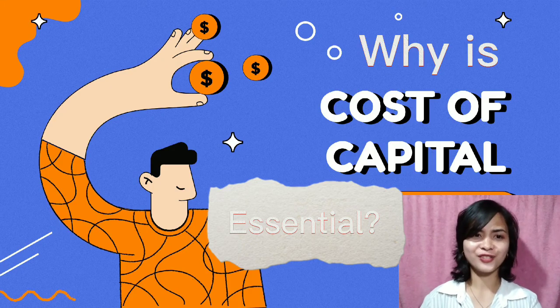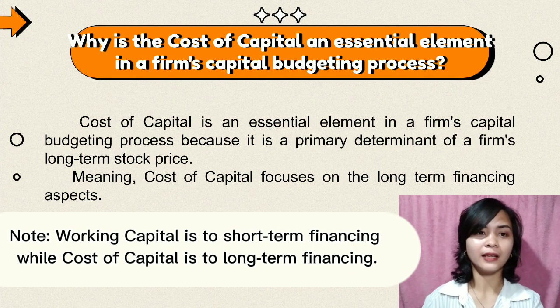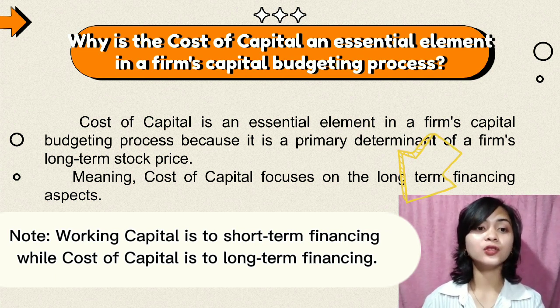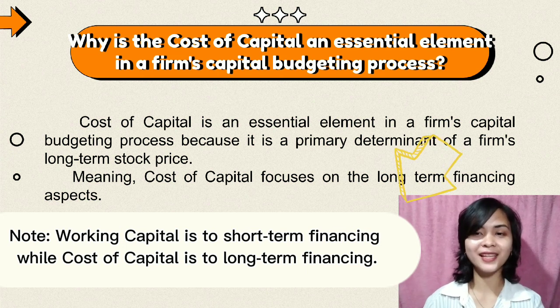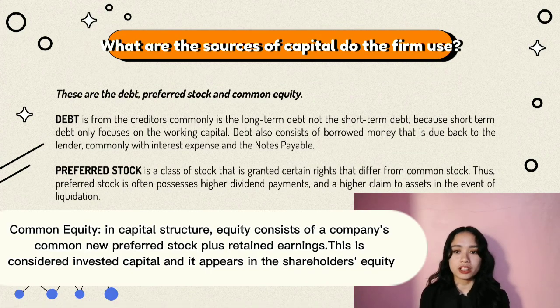Why is cost of capital an essential element in a firm's capital budgeting process? Cost of capital is essential basically because it is a primary determinant of a firm's long-term stock price. Meaning, cost of capital focuses on the long-term financing aspects. Note that working capital is the short-term financing and cost of capital is the long-term financing. Now, the sources of capital are the debt, preferred stock, and common equity.